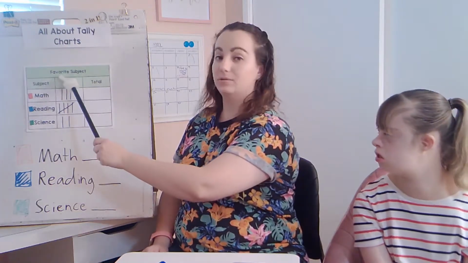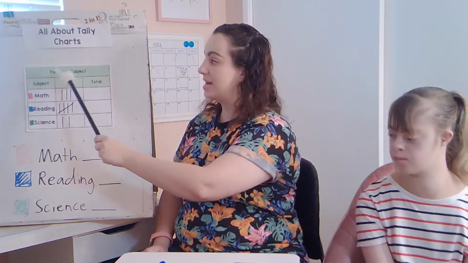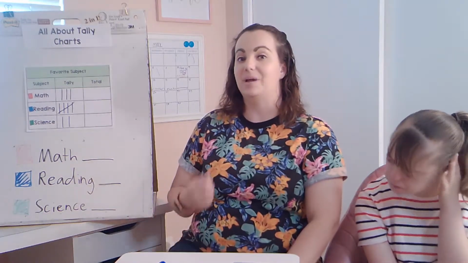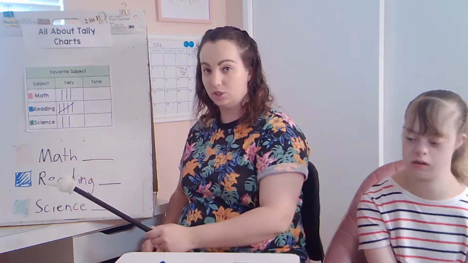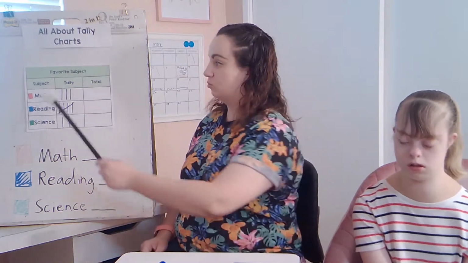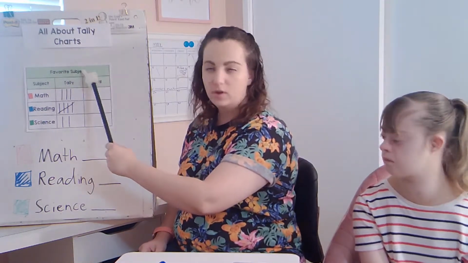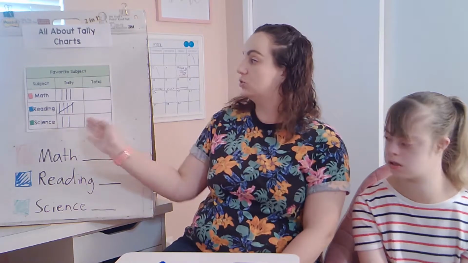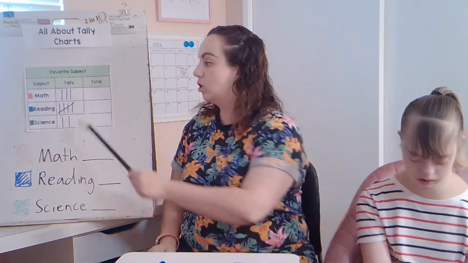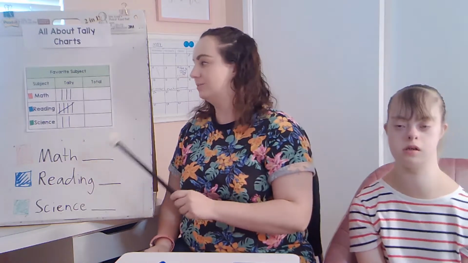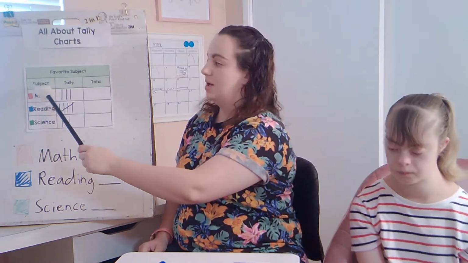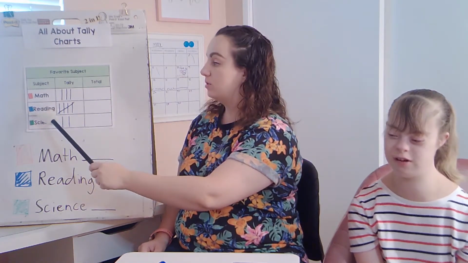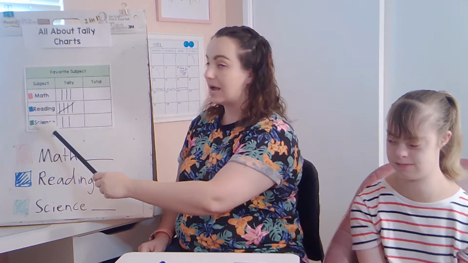Let's start with the title. It says favorite subject. This chart was a survey, basically asking people the same question. A bunch of people were asked, what's your favorite subject in school? Or your favorite thing to learn? Then they took those answers and put it into a tally chart to show a mark for each vote for each subject. Because over here it says subject, meaning some people said their favorite subject was math. Some people liked reading. Some people liked science the best.